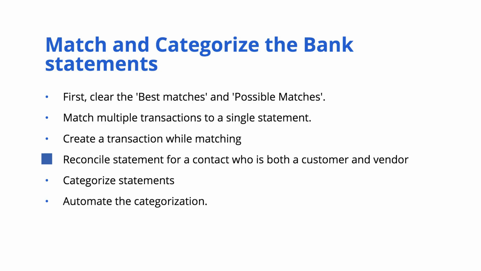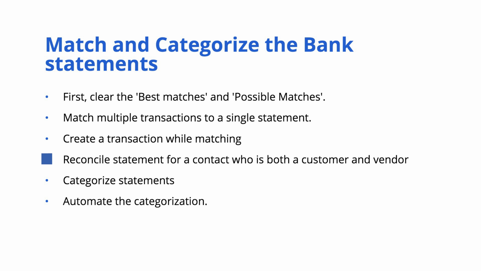Now let's talk about another common scenario where we have a contact who sells goods to us and also purchases goods from us. So the contact here acts both as a customer and as a vendor. Let us see how to reconcile the statements for such contacts. Assume that you have a bill against the contact for INR 20,000 and an invoice for INR 5,000. So in this case, ideally you will be paying only 15,000 rupees to the contact. The same can be managed using Zoho Books as well.